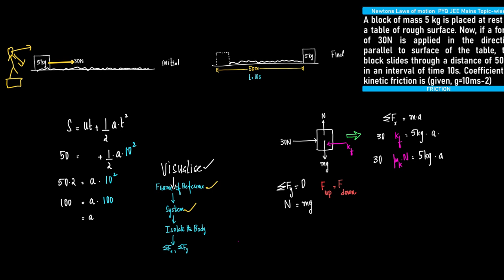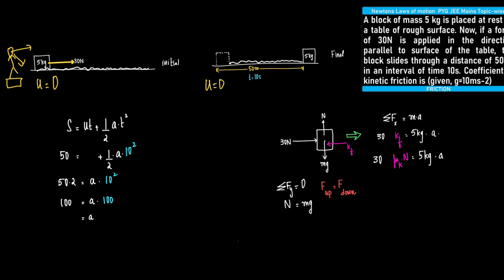Then we have to do sigma Fx and sigma Fy. So this portion is not required now. Let us now try to focus on the given conditions here. So we have 5 kg, 30 Newton. Okay, it is at rest. So since it is at rest, we can say that u is equal to 0 here, right? And it is also given to us that the displacement is 50 meter in 10 seconds.